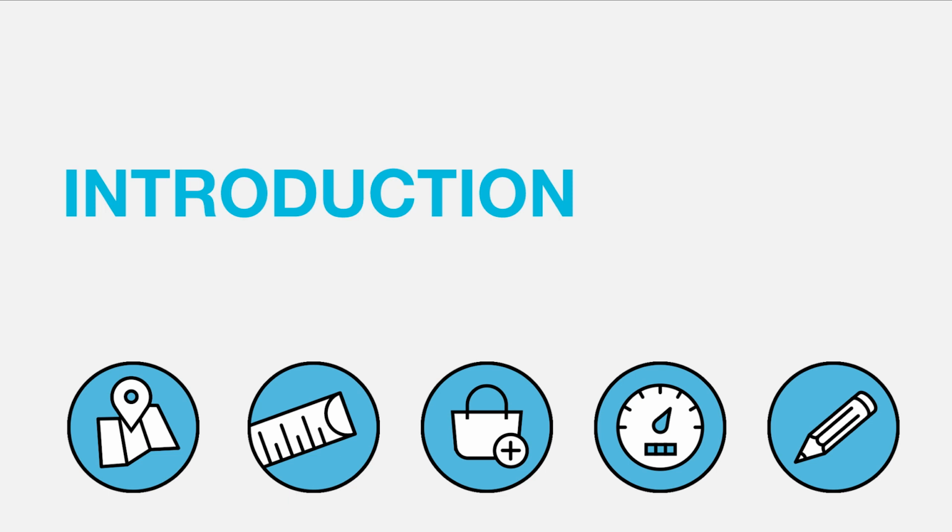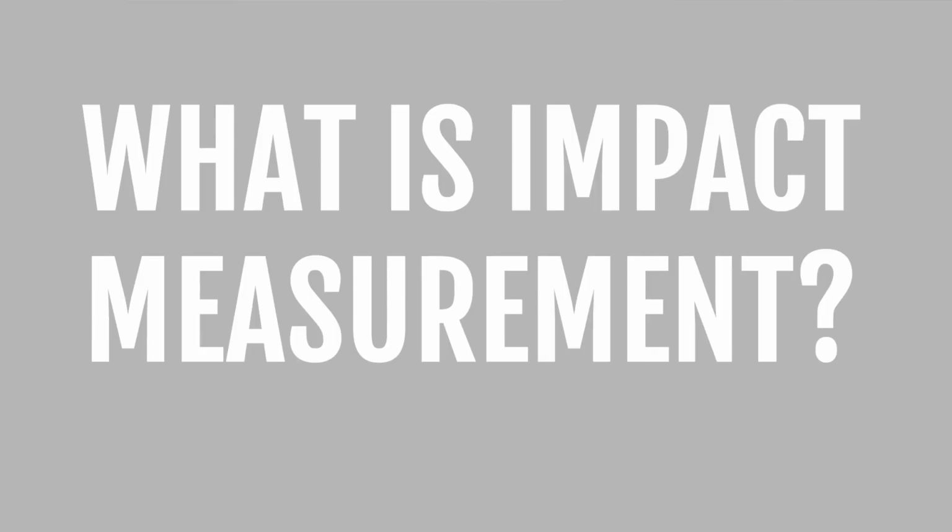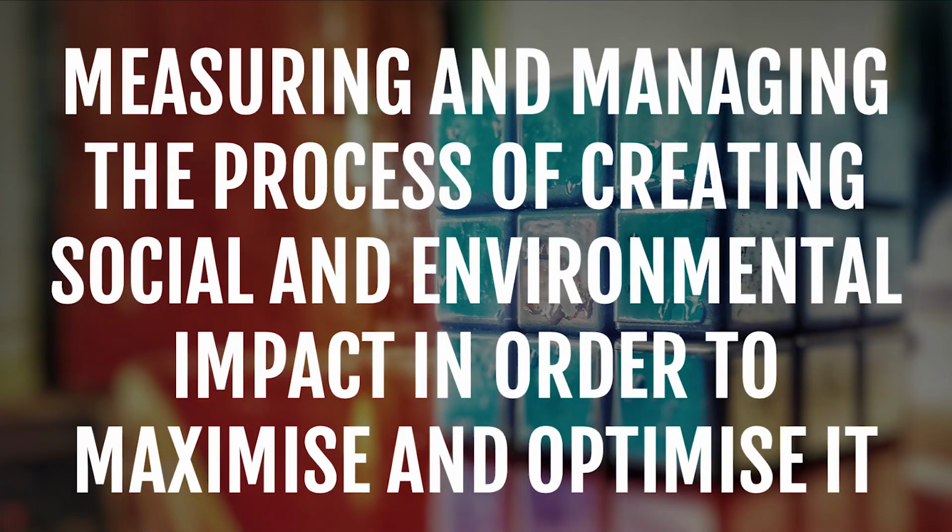Let's start off by exploring this concept of social impact measurement and what it means in practice. So the first and obvious question is, what's social impact measurement? Well, there are all sorts of definitions out there, but according to the Global Impact Measurement Project, what we're talking about is measuring and managing the process of creating social and environmental impact in order to maximize and optimize it. At this stage, though, just hold on to the idea that it's both about measuring and managing the changes that your organization can bring about in order to make an even bigger difference in your community and the environment.